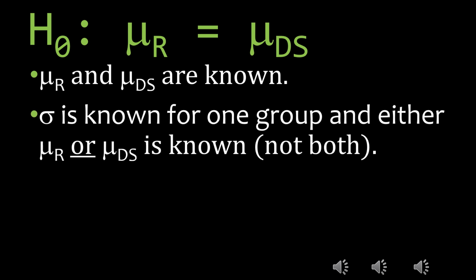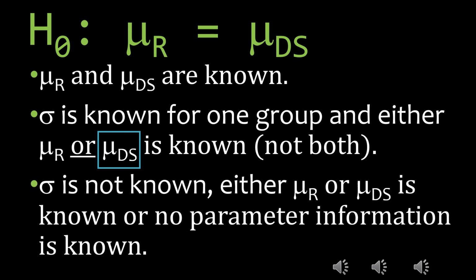If only one mu is known, but not both, just one, and sigma is known for one group, either group, then we have to find a sample mean, x bar, from the sample of the population that has no mu values. Our population that has no mu values is the Deep South population. We have to estimate mu from x bar, the sample mean that we collect from the Deep South, and we will assume that sigma is the same for all the groups. This happens, but it's rare.